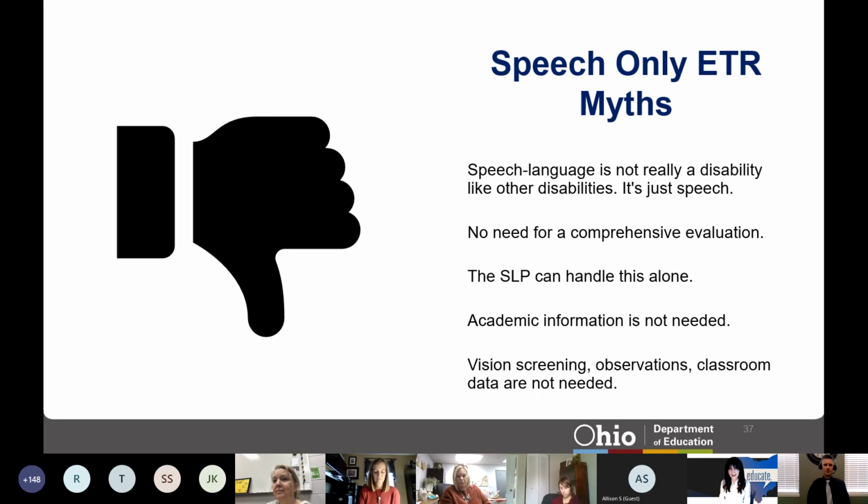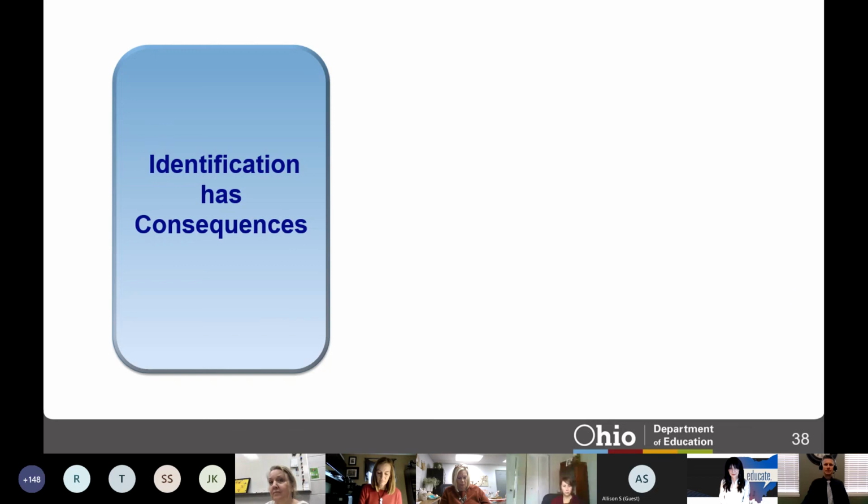Academic information is not needed. Absolutely, you need academic information. And then again, vision screening, observations, classroom data are all needed. It says are not needed, of course, that is a myth. You need it all. Next slide.